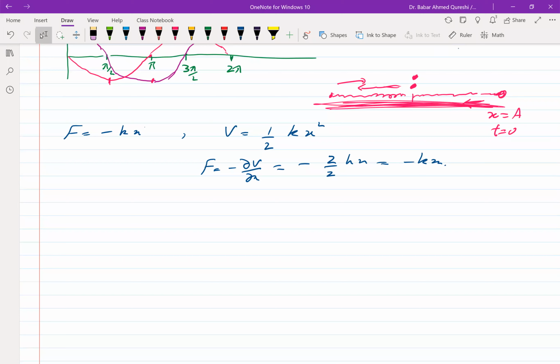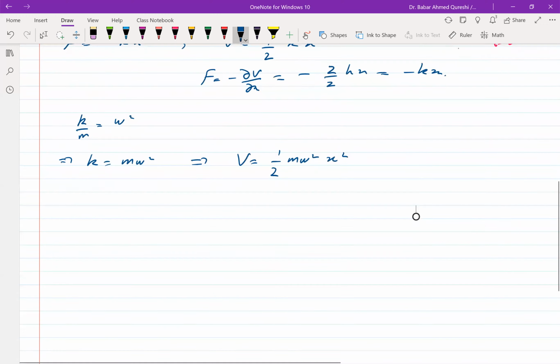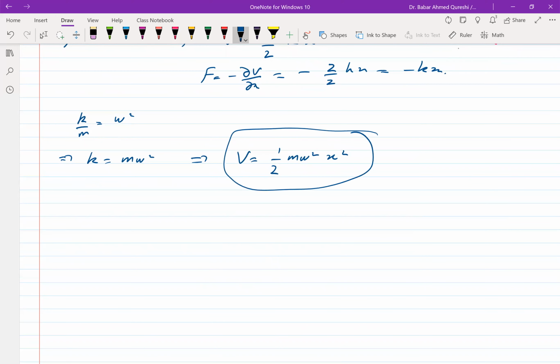But I said that I'm calling k over m as omega square. So that means k is m omega square. Therefore, the potential is half m omega square x square. So this potential is the standard way to write a simple harmonic oscillator potential.